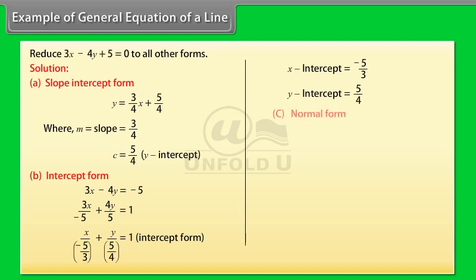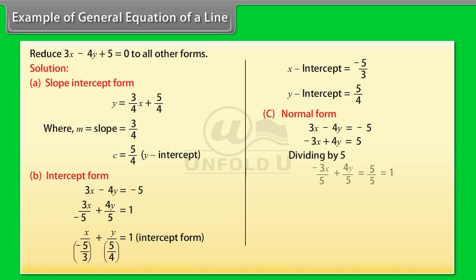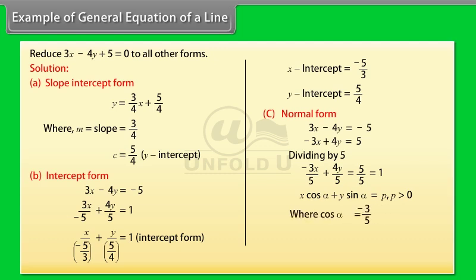Normal form. 3x minus 4y is equal to minus 5. Minus 3x plus 4y is equal to 5. Dividing by 5, minus 3x by 5 plus 4y by 5 is equal to 5 by 5 is equal to 1. x cos alpha plus y sin alpha is equal to p, p greater than 0, where cos alpha is equal to minus 3 by 5, sin alpha is equal to 4 by 5.